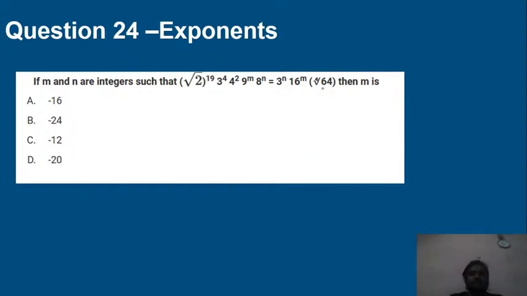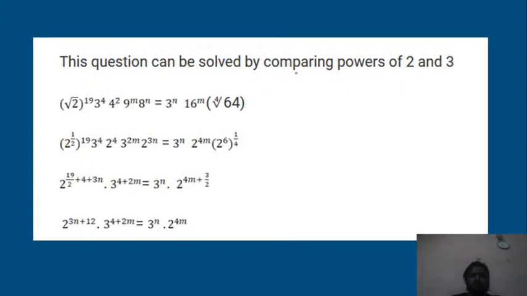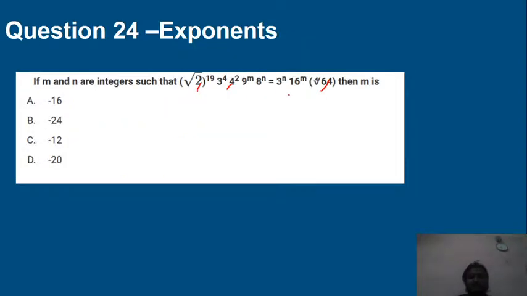So guys, see, the first clue is 64 here and 2 to the power 4 square there. So our first clue is that the questions can be solved by comparing the power of 2 and 3. That is, first of all, 16 and 64 are all of the same kind. In this question, you have to rewrite the powers of 2 and 3.